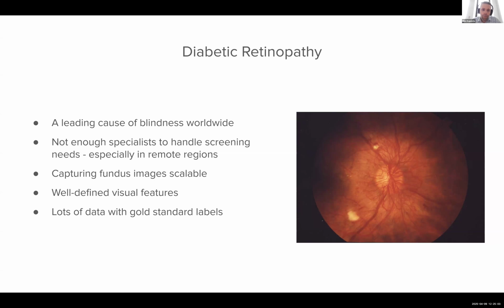But it's actually pretty scalable to capture images of the fundus. And there are really well-defined features that specialists look for in these images that define diabetic retinopathy and different grades of it. There's also a lot of data with gold standard labels attached, so a lot of images with labels saying this is really bad, or certain categories of diabetic retinopathy. Because there are well-defined visual features, this seems like a good place where computer vision algorithms could come into play and help solve this problem.